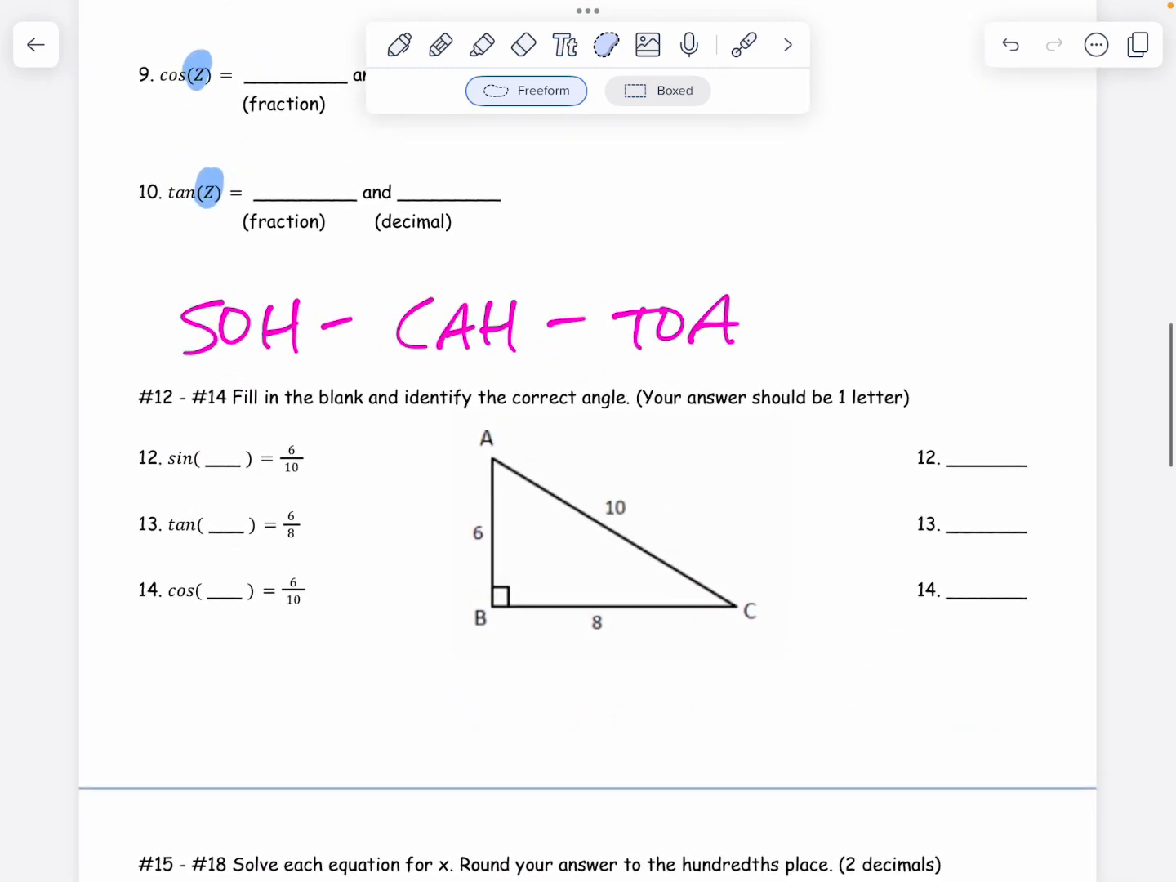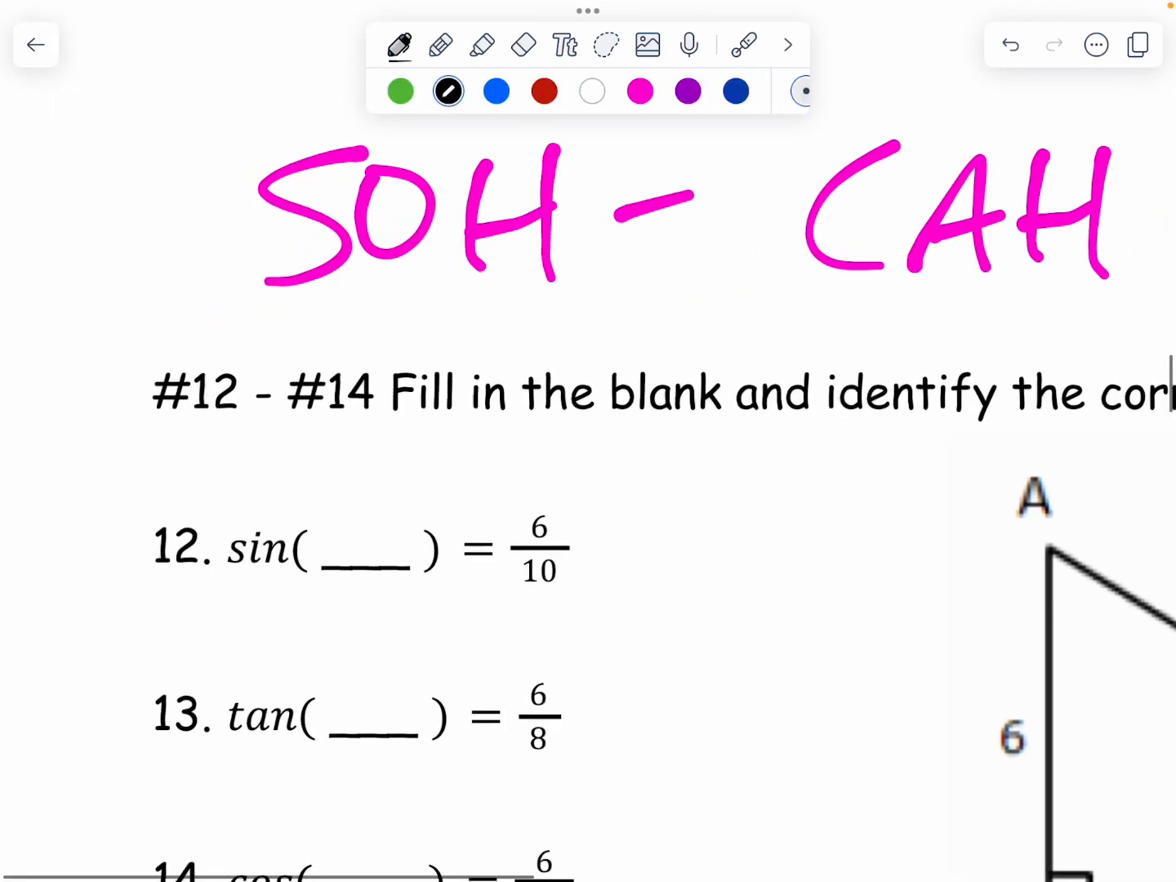For these problems, again, it's asking me which is the angle. I have to put the angle right here. For sine, I know that the 6 is the O and the 10 is the H, okay? So I'm going to mark this. The 6 is the O and the 10 is the H. And how did I know it was O and H right there? Well, because sine means this S. And that means that the top number is O.